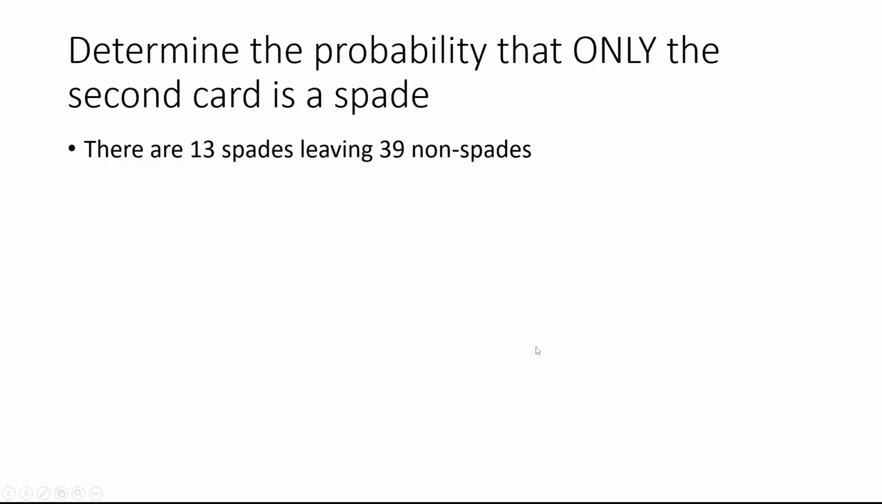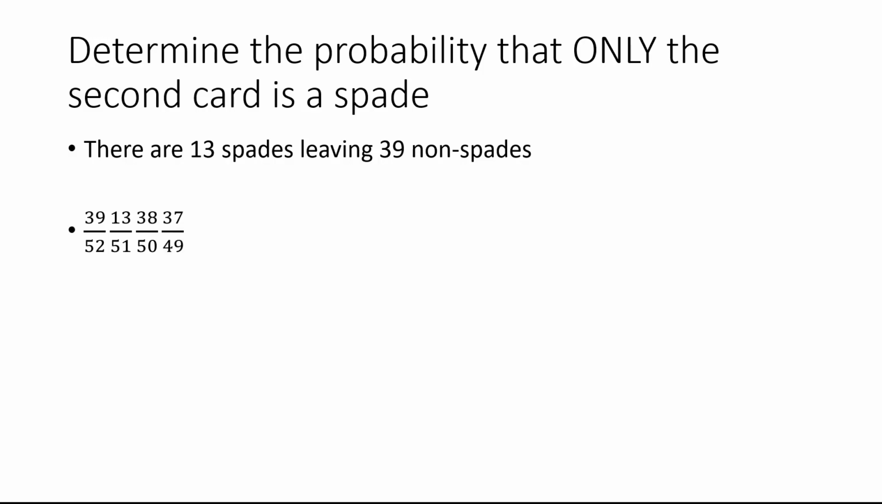You are dealt a hand of 4 cards one at a time. Let's answer the following questions. First, determine the probability that only the second card is a spade. So we know there's 13 spades, leaving 39 to be non-spades.